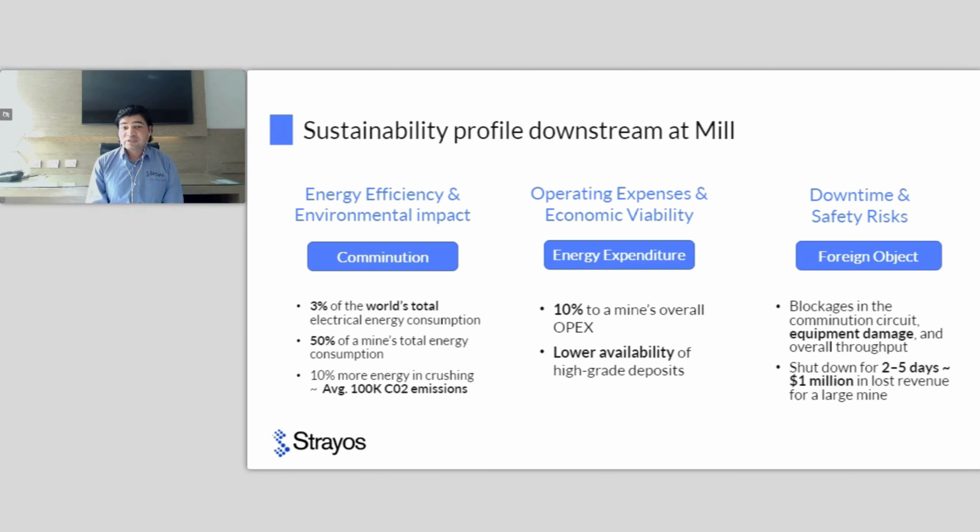But there is another aspect of sustainability here, which is your equipment downtime and the safety side. If the downtime results in massive blockages, which means equipment damage in the comminution circuit, or if you have slab material that gets stuck over the screening circuit, that's an issue in itself. So your overall throughput is going down. And just in shutdown, we have seen up to 2 to 5 days can cost a lot if you're looking at large mines here.